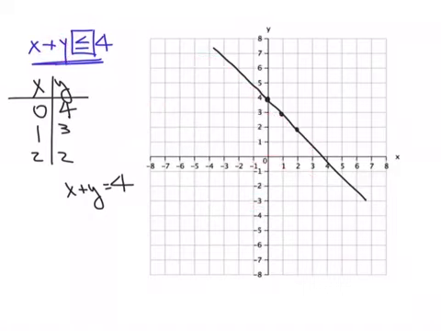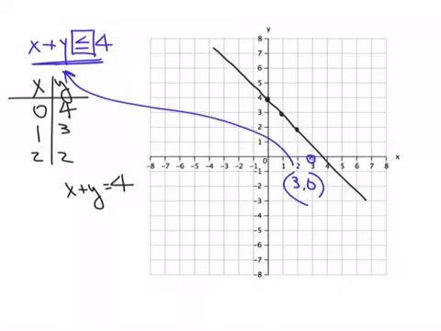All right, let's try another one. Let's try 3, 0. So let's put 3 and 0 in here. 3 plus 0, is that giving me a number that's less than 4? 3 plus 0 is 3. Yes, it is. So that is also a true statement.